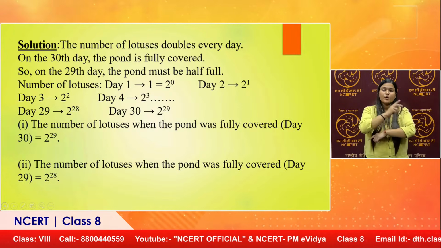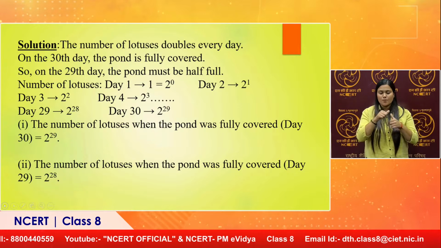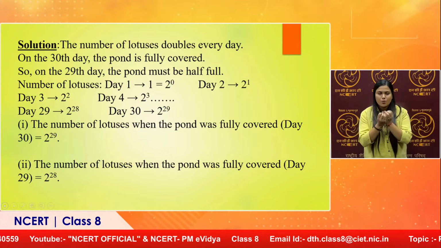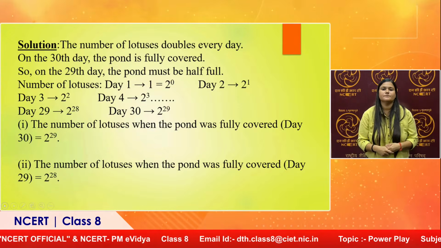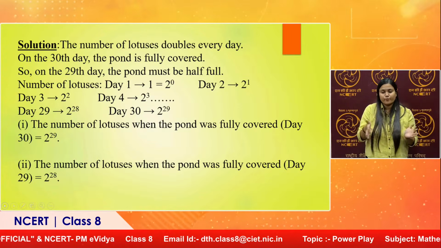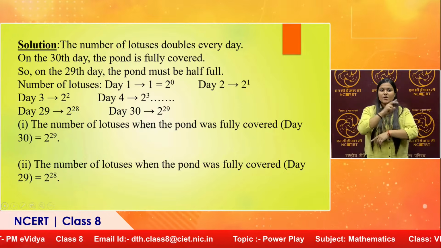So the number of lotuses when the pond was fully covered, that is the 30th day, will be 2 to the power 29. And the number of lotuses when the pond was half covered, that will be how much? On the 29th day, 2 to the power 28.